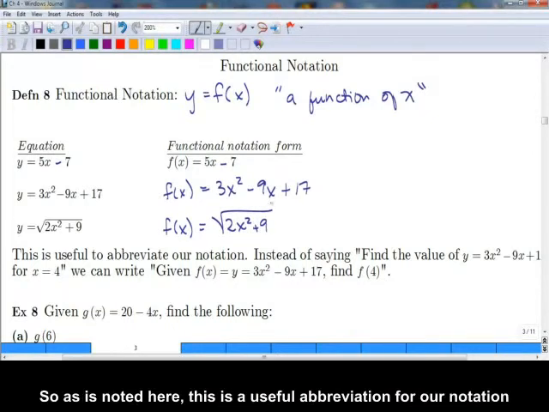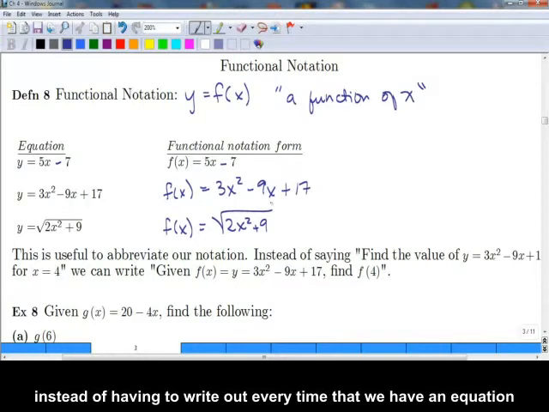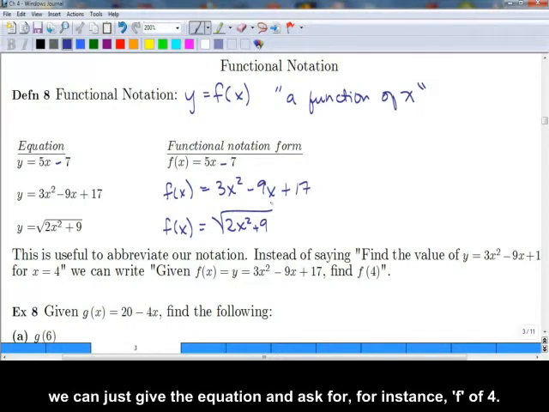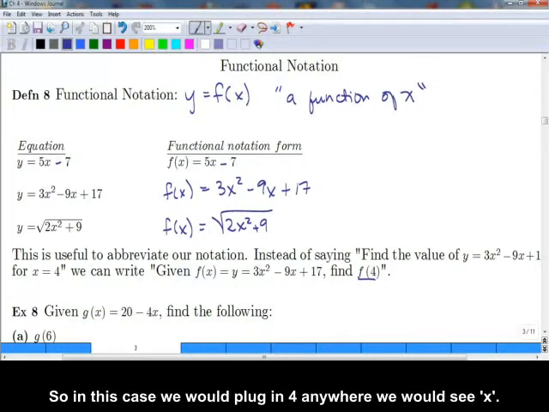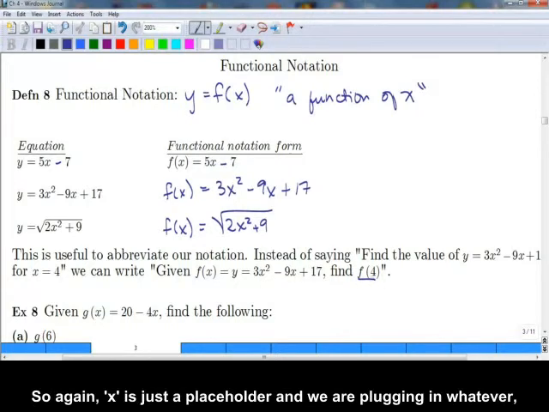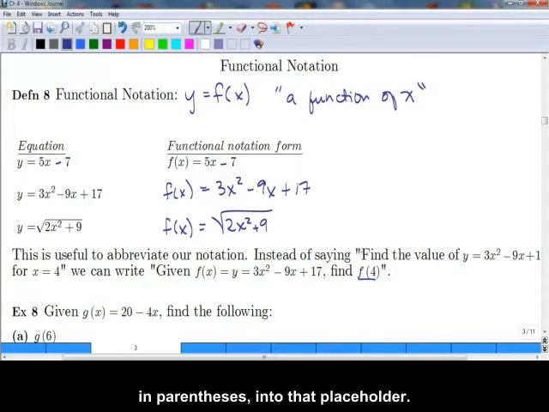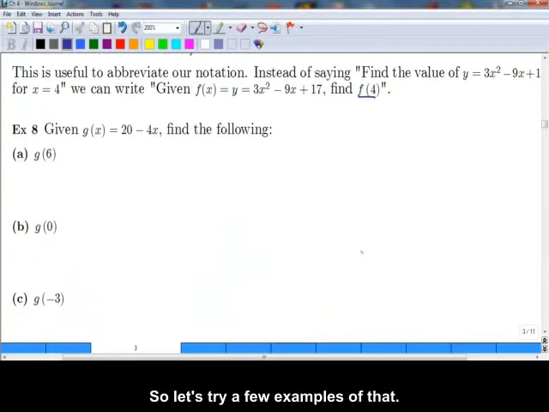So, as it's noted here, this is a useful abbreviation for our notation. Instead of having to write out every time that we have an equation and what we want to plug in for it, we can just give the equation and ask for instance, f of 4. So in this case, we would plug in 4 anywhere we would see x. So again, x is just a placeholder, and we are plugging in whatever is in parentheses into that placeholder. So let's try a few examples of that.